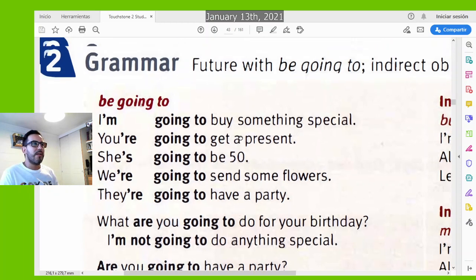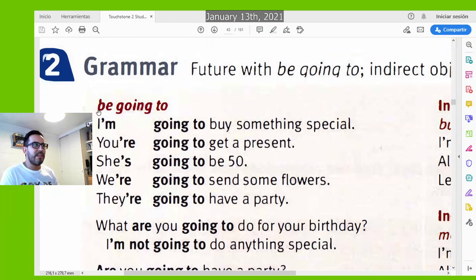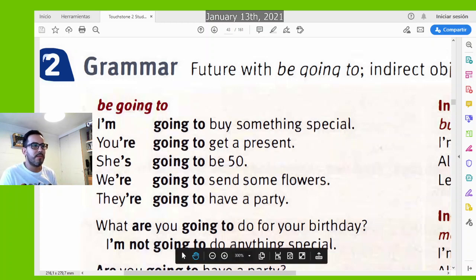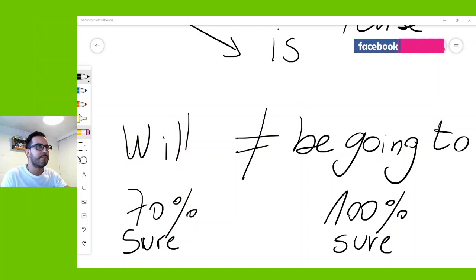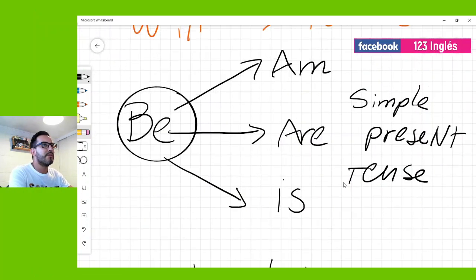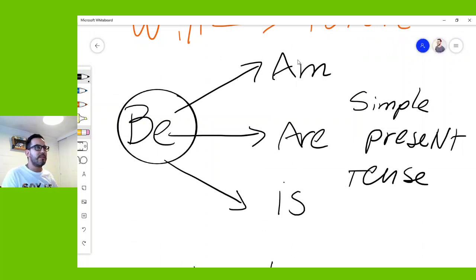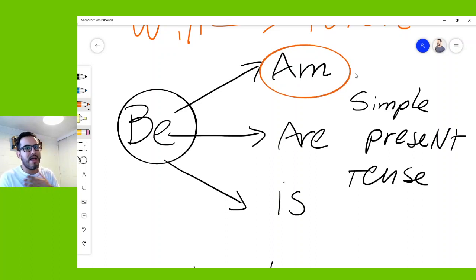Ya, entonces, es súper importante que sepamos que esta expresión be going to me va a servir para hablar de future. Yeah, we're going to talk about the future with this expression, and we have to use the right form for the verb be, depending on the subject. Ya, dependiendo del sujeto, dependiendo de quién estamos hablando, tenemos que elegir la forma del verbo to be. Ya, recuerden, déjenme subir acá. Recuerden que en el presente simple, el verbo to be tiene estas tres formas. ¿Ok? Am se utiliza solamente cuando hablamos de I am.